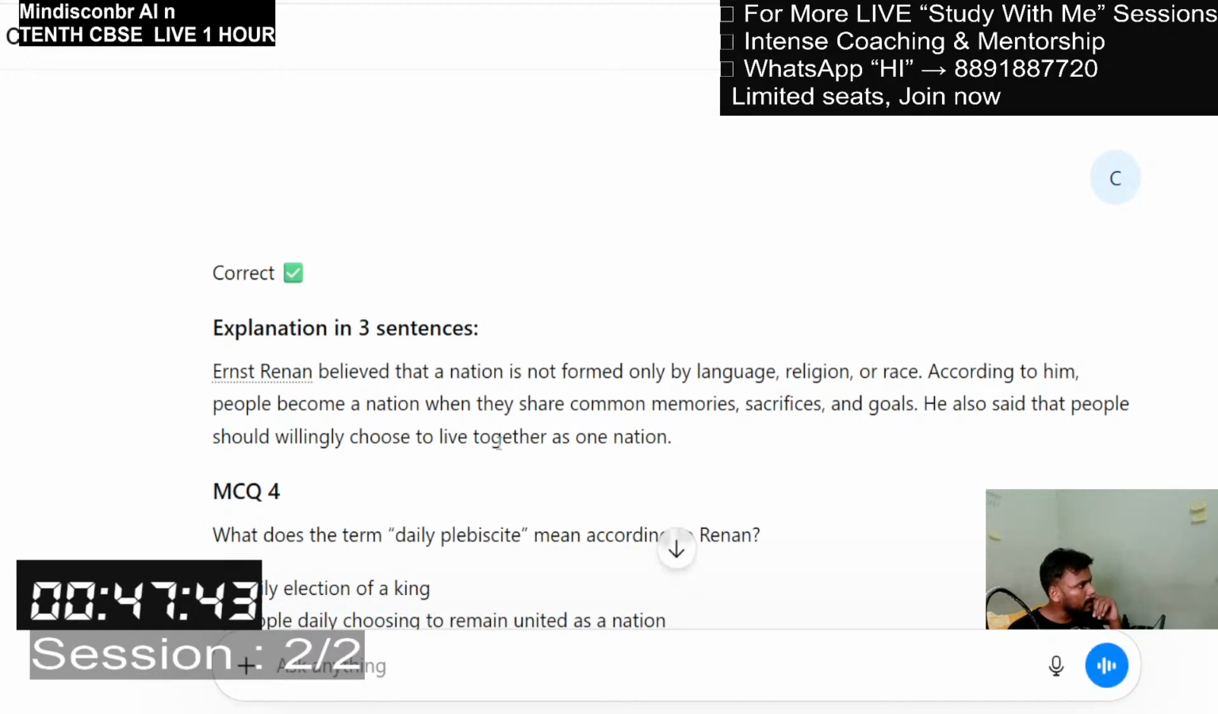Yes. Ernest Renan believed that a nation is not formed only by language, religion, or race. According to him, people become a nation when they share common memories, sacrifices, and goals. He also said that people should willingly choose to live together as one nation. What does the term daily plebiscite mean according to Renan?